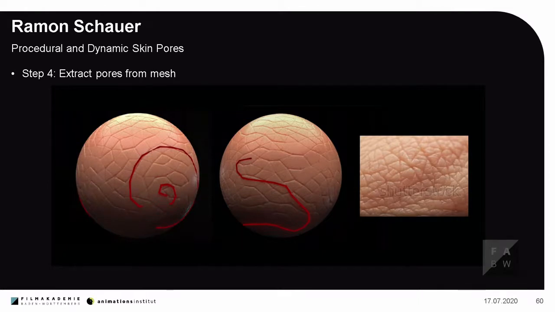So the red curves are the inputs. And then you can see the bigger curves are trying to follow those shapes. And then we have those smaller wrinkles in between.